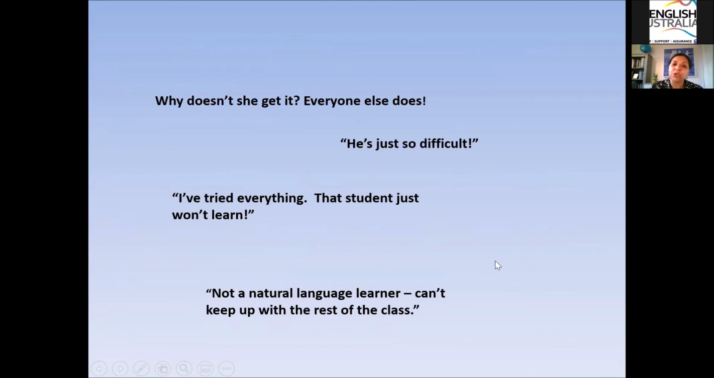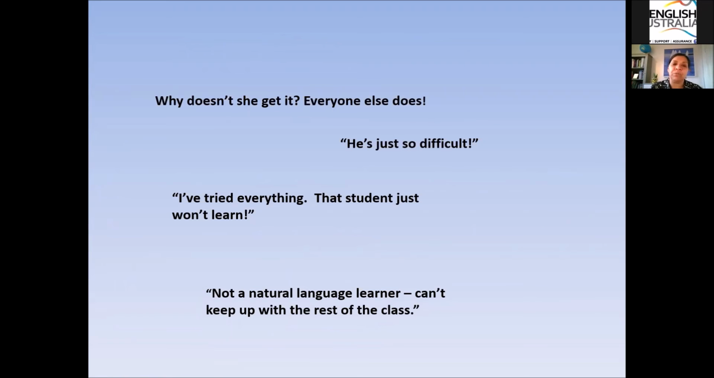So we don't want to hear things like this: she doesn't get it. Why doesn't she get it? Everyone else does. He's just so difficult. I've tried everything. This student is just not learning at all. Why is this learner not a natural English learner or a natural language learner, whatever that is? These are things that I have heard in the staff room from other teachers.